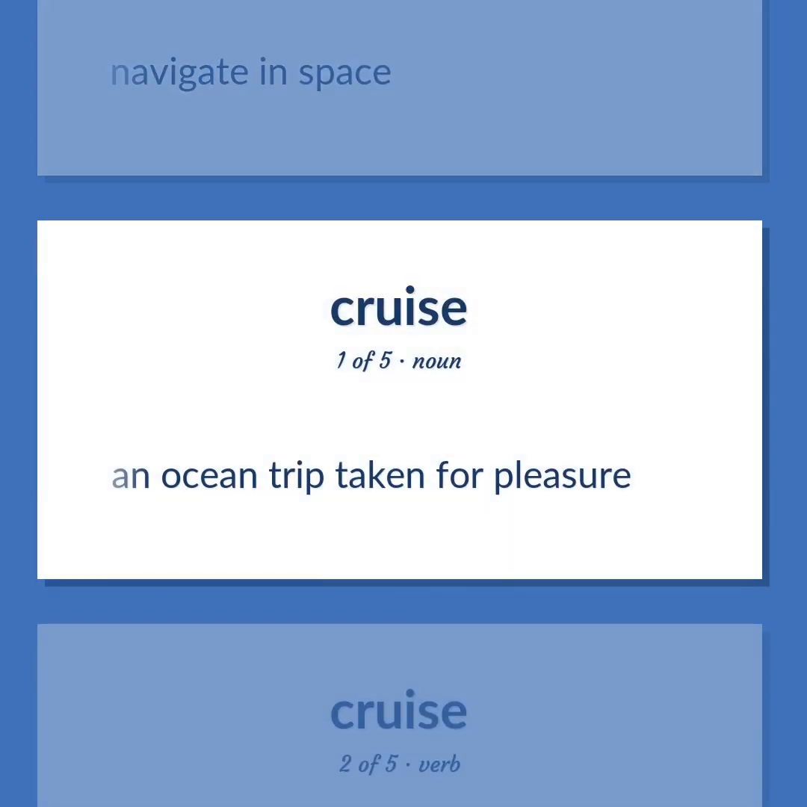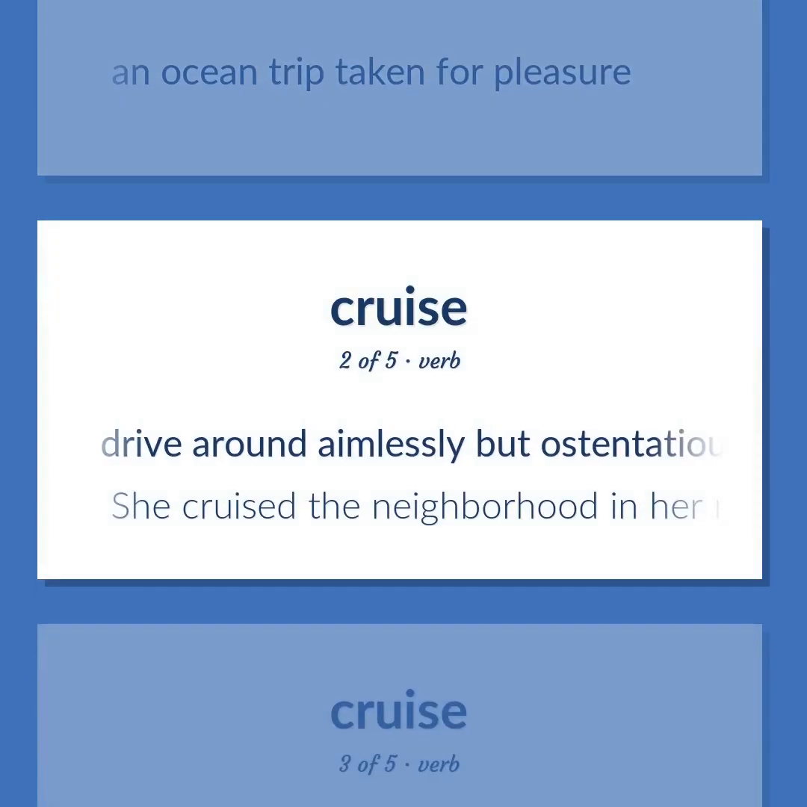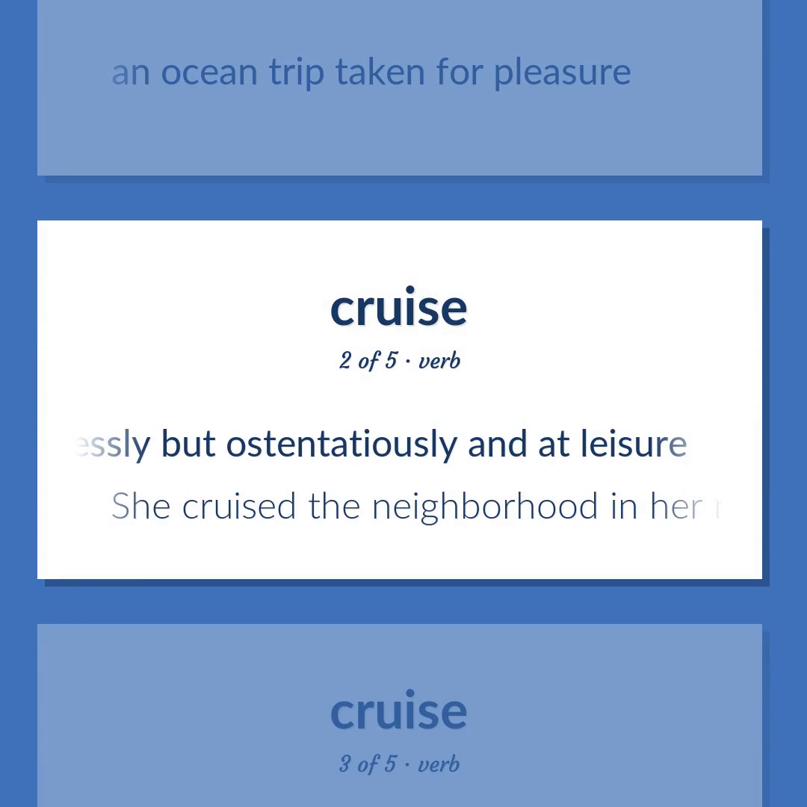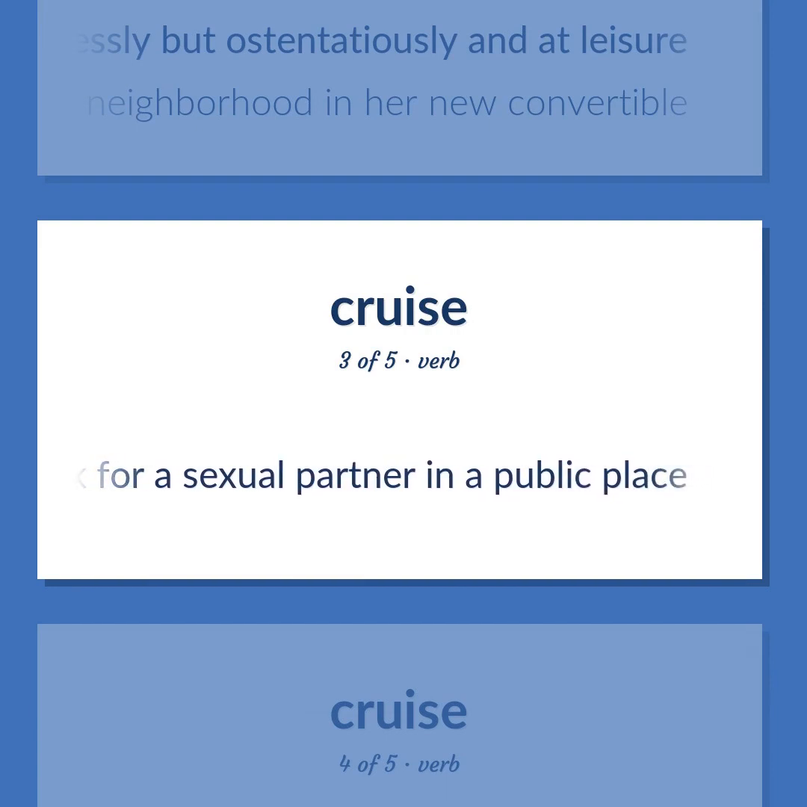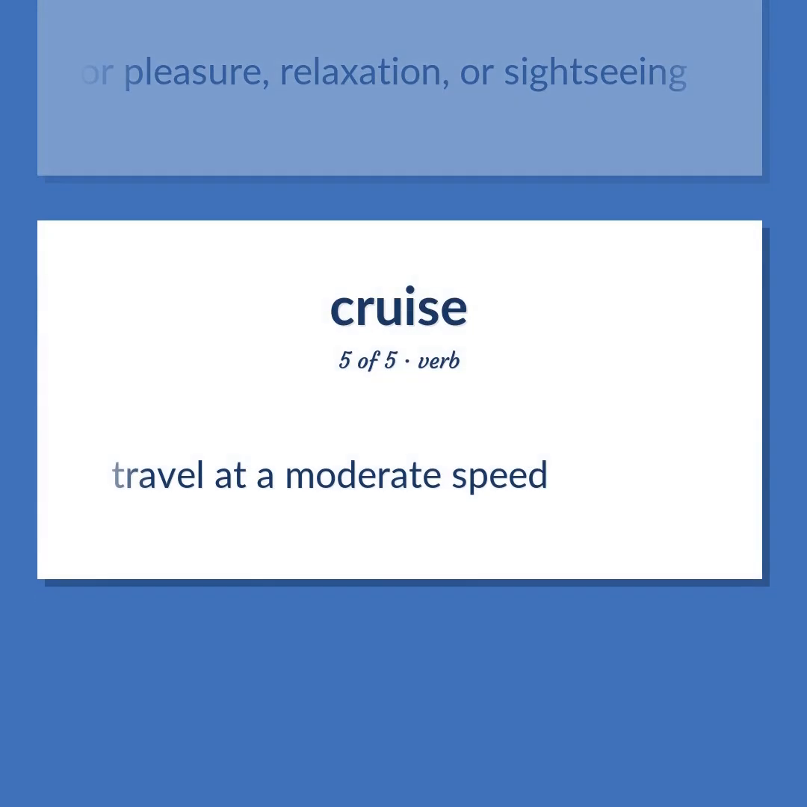An ocean trip taken for pleasure. Drive around aimlessly but ostentatiously and at leisure. She cruised the neighborhood in her new convertible. Look for a sexual partner in a public place. Sail or travel about for pleasure, relaxation, or sightseeing. Travel at a moderate speed.